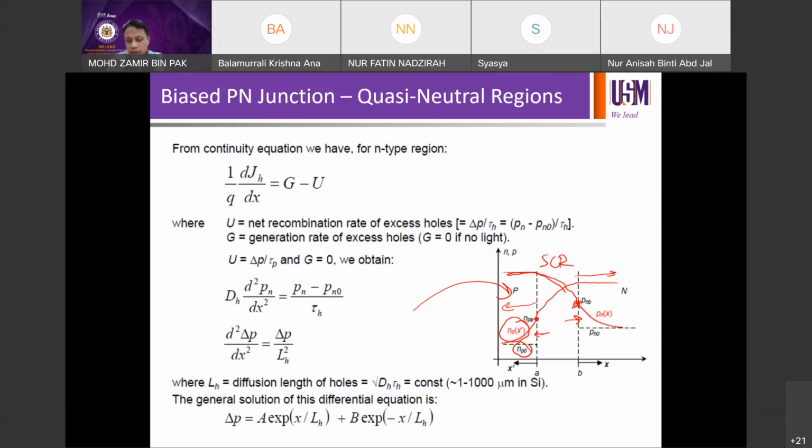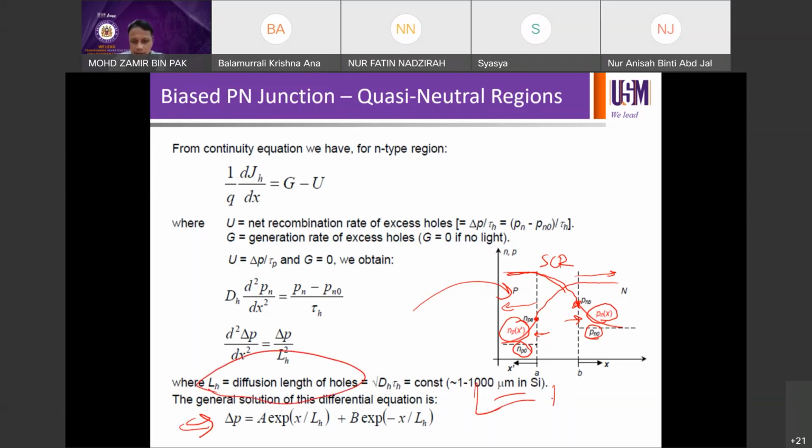And you're interested to know the minority carrier profile of PN(x), which is hole concentration in n-type at point x, which is expected to be higher than PN naught due to the biasing condition. Okay, and the equation, if you want to talk about the general solution, we're going to see this one later on, is going to be given by this equation. Delta P is equal to A times exponential of x over LH. This is the L that we're going to talk about.